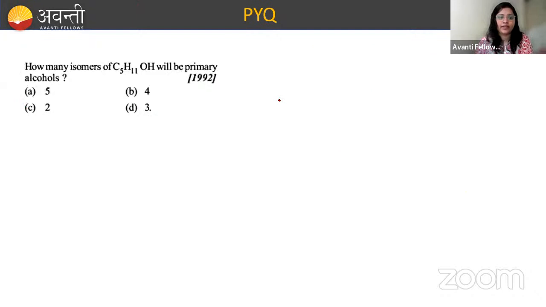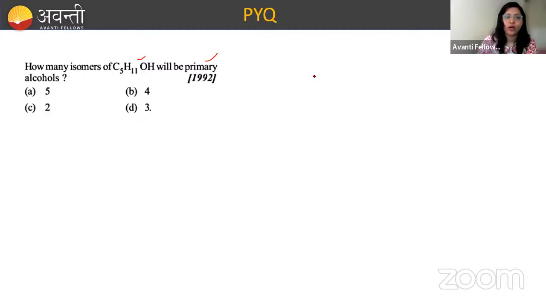Yeah, next, how many isomers of C5H11OH will be primary alcohols? We need to find out how many isomers of this given molecule will be the primary alcohol: 5, 4, 3 or 2. So what do you think, how many isomers of this given alcohol will be primary alcohols? Yeah, any answers?